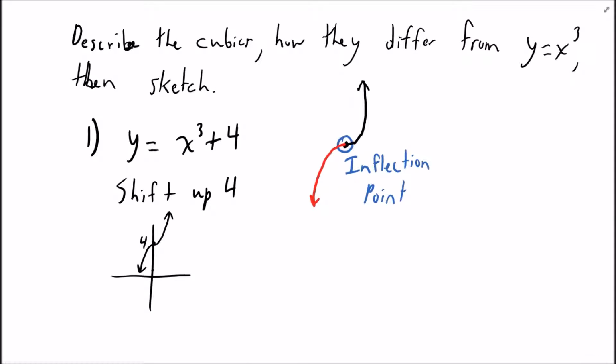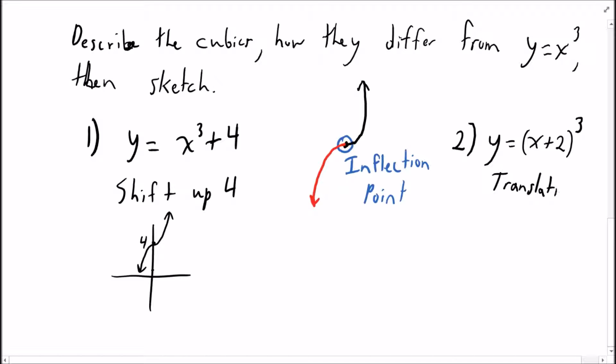So our second one, y equals x plus 2 in brackets cubed. So I would describe this one as a translation. So I could say shift or translation. Now which way would I move it? Would I move it to the left 2 or to the right 2? Which way is plus 2 in the brackets?